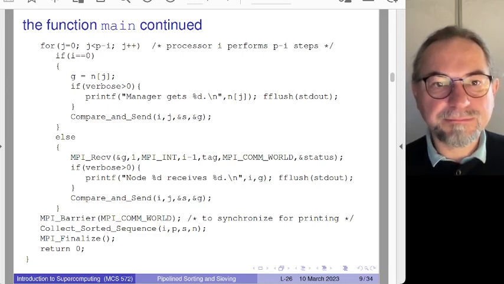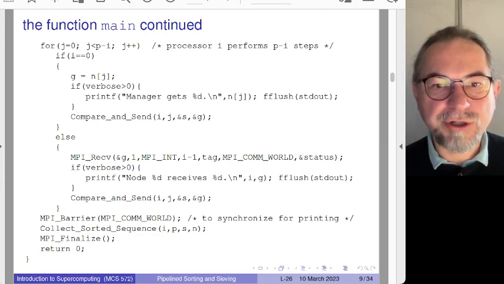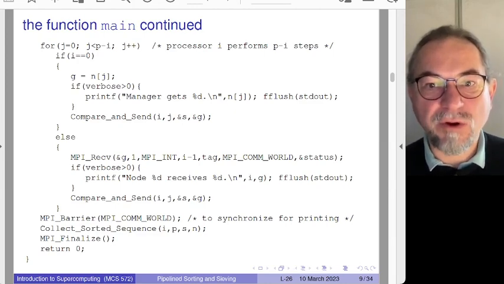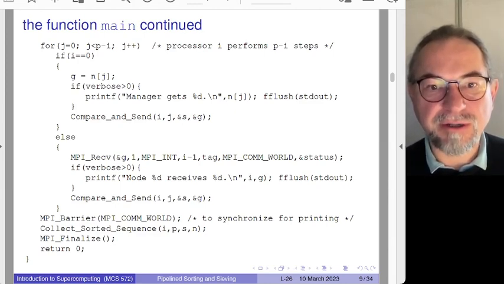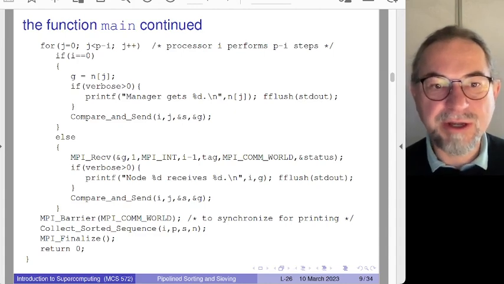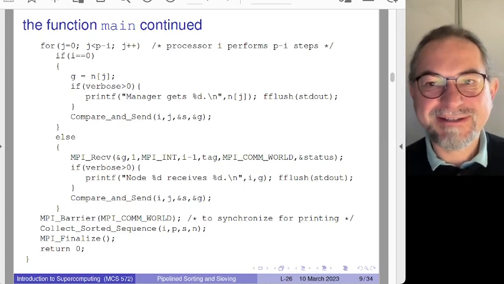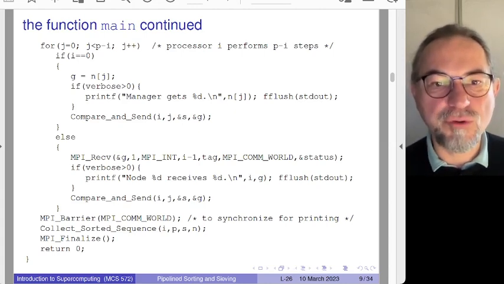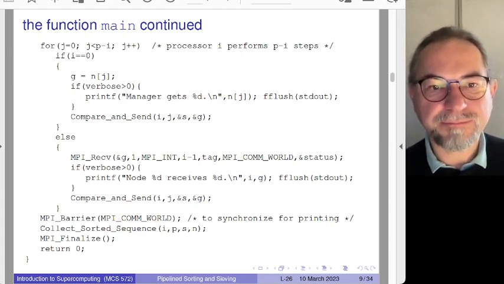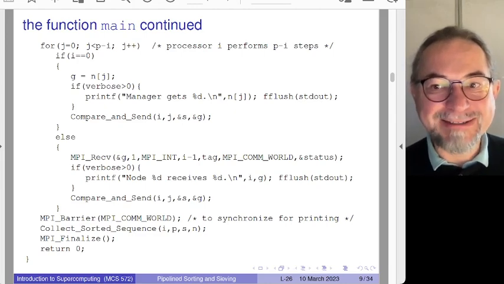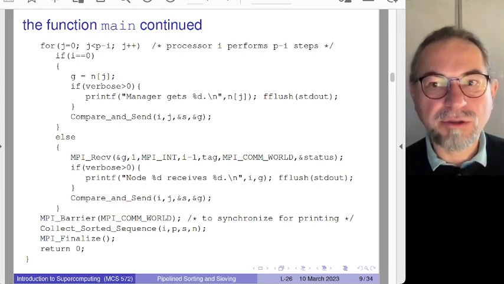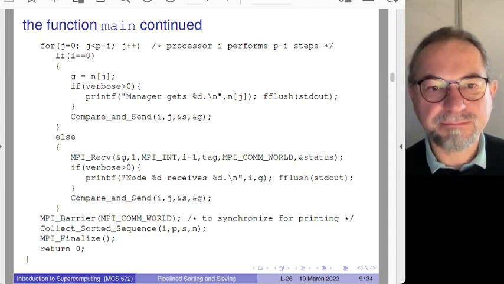So the workers will receive I-1 numbers from the previous node. Will receive one number G, so G stands for a number that is assumed to be greater. So the compare and send will swap the numbers, the smaller with the greater number.